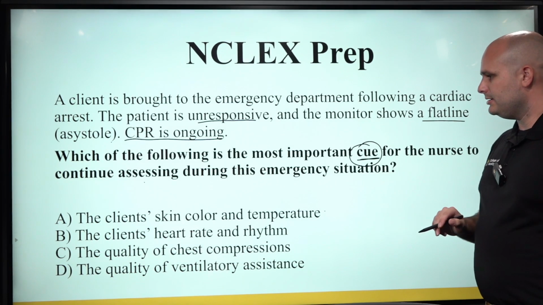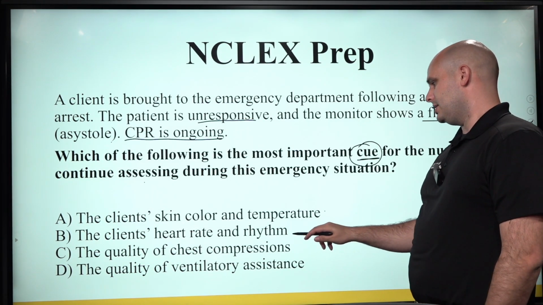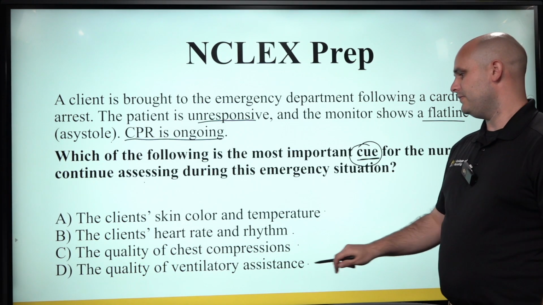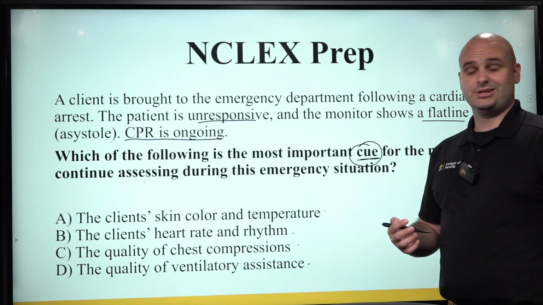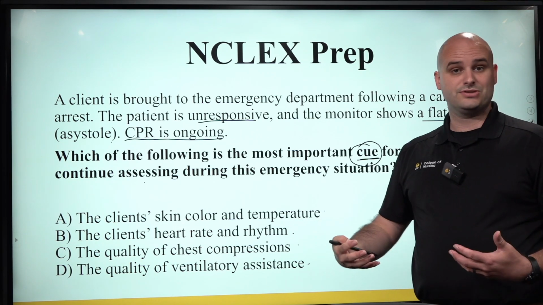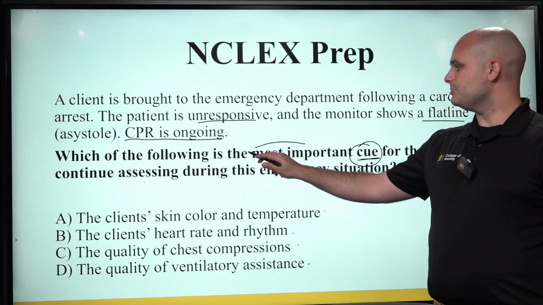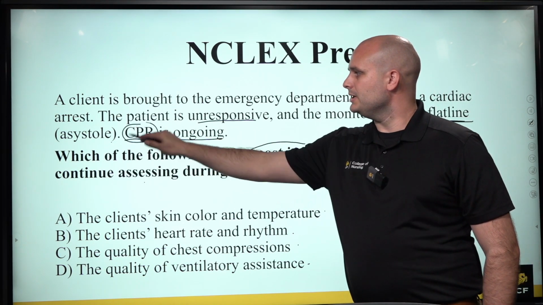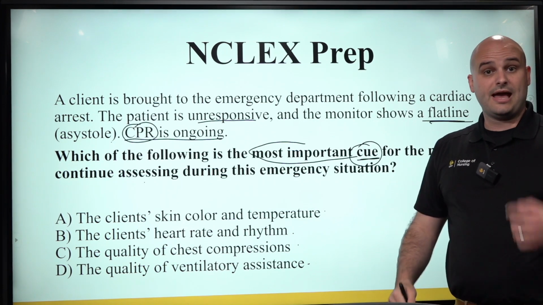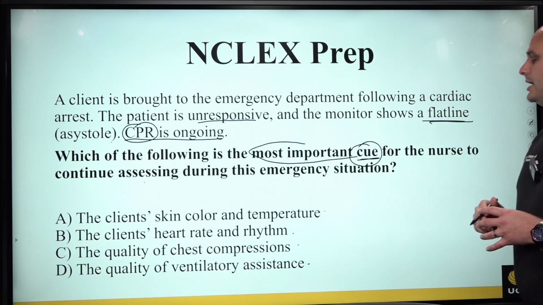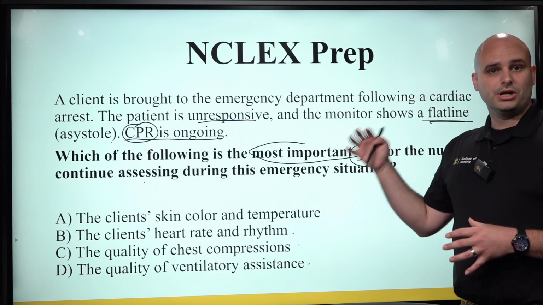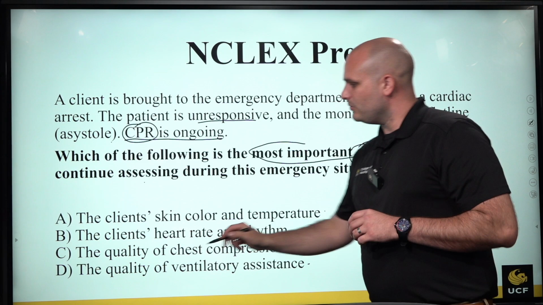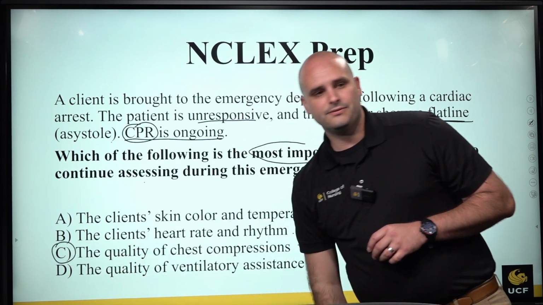The client's skin color and temperature, the client's heart rate and rhythm, the quality of chest compressions, the quality of ventilatory assistance. Now this one's a little tougher, right? Because these are all things that we're going to assess for. But what is the most important? What's your priority with a patient that's a flat line with CPR ongoing? And if you've taken a BLS course, if you haven't recently, get with me. We can talk about getting you up to date with what we're going to be doing as the coach sitting back there.